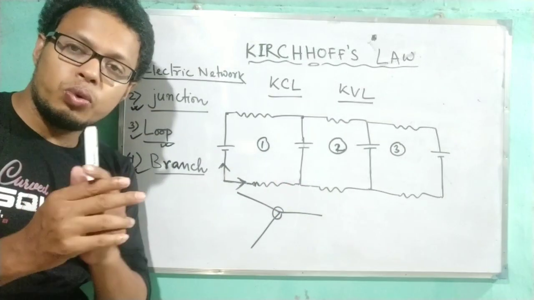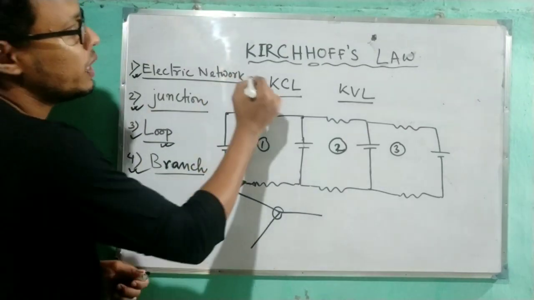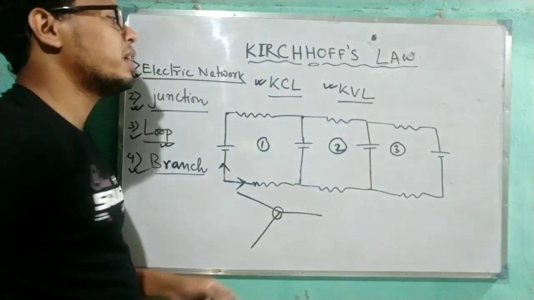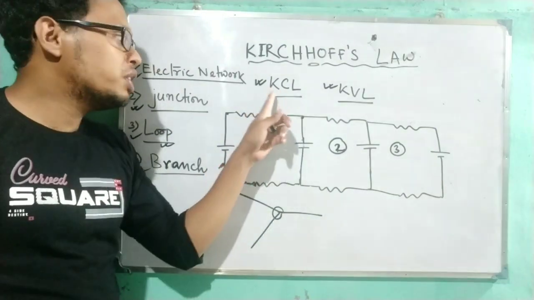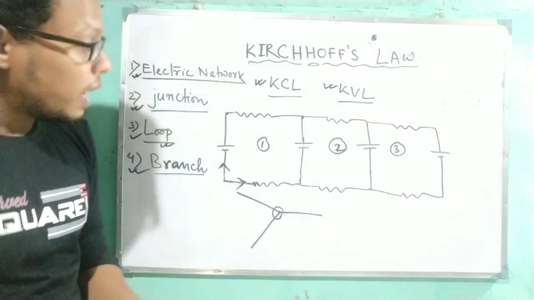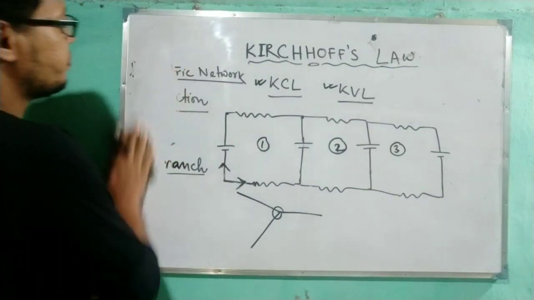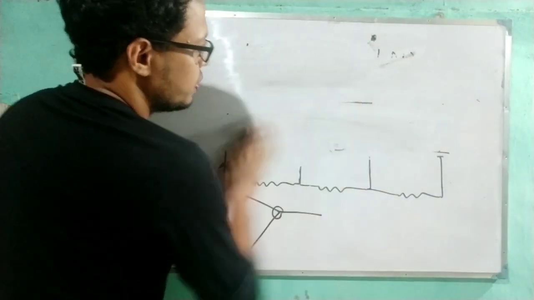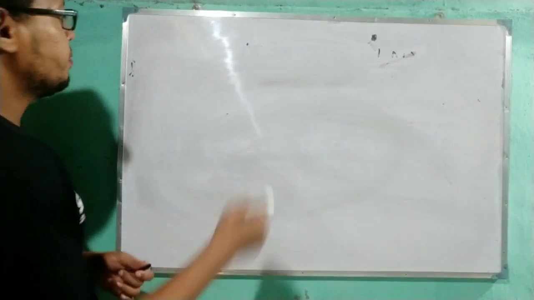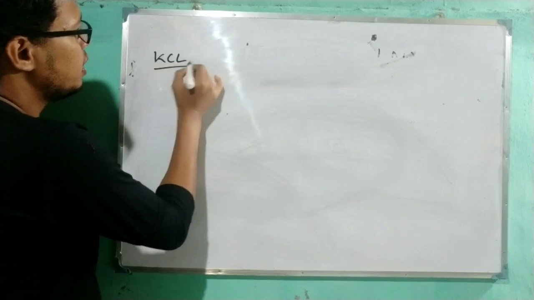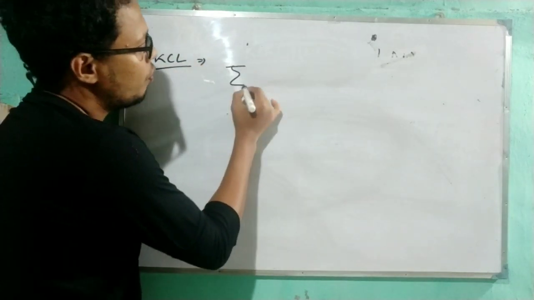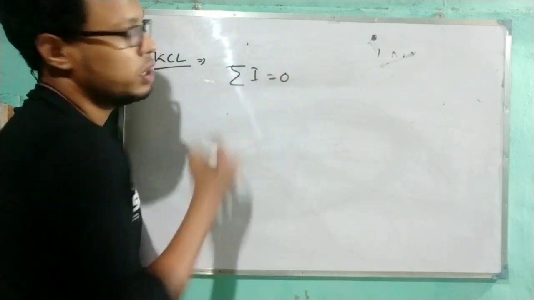Now, there are two laws. First law is known as KCL and second law is known as KVL. What is KCL? Kirchhoff's current law, and KVL is Kirchhoff's voltage law. So, start from the KCL. Okay, Kirchhoff's current law. What is the law? See, first KCL, the law is summation of I equals 0.